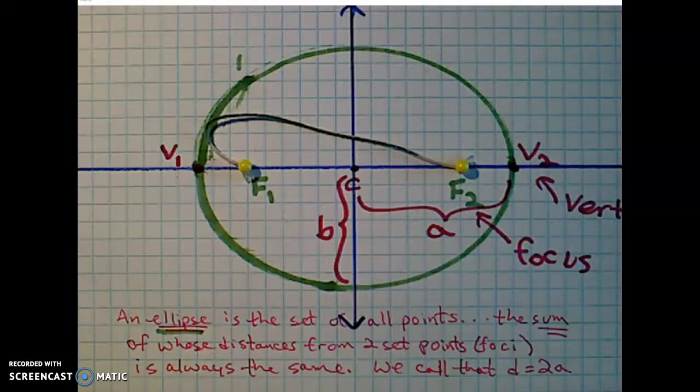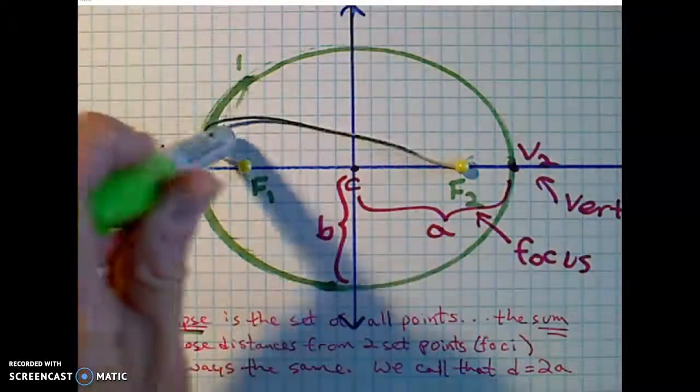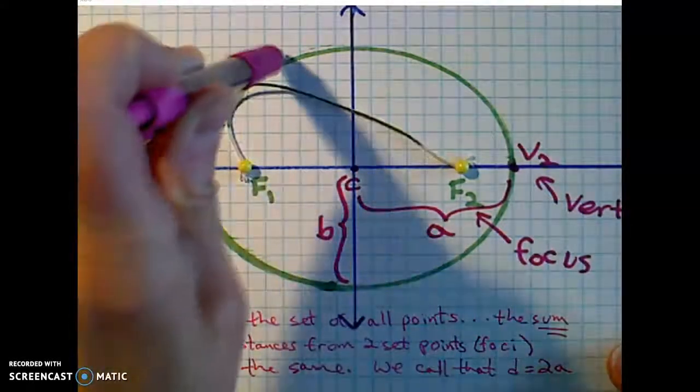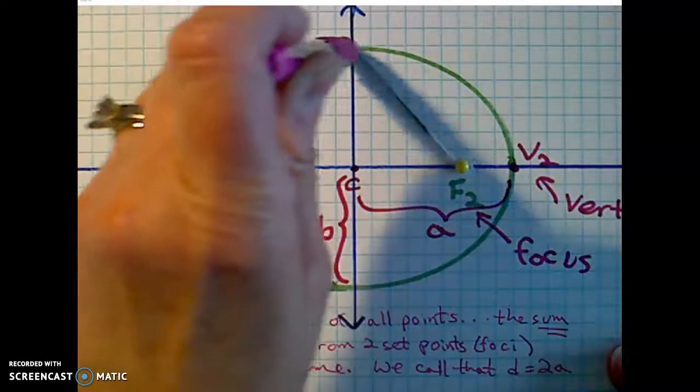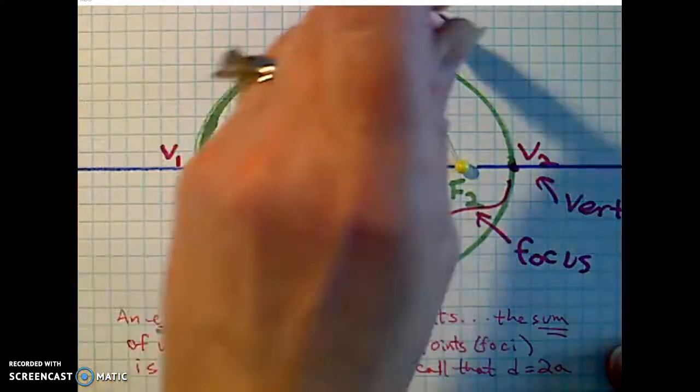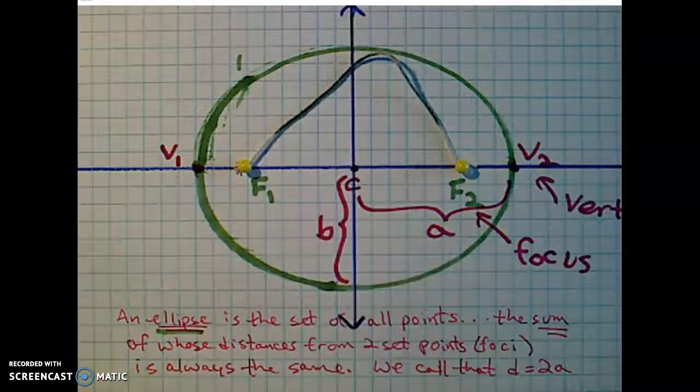But an ellipse is the set of all points, the sum of whose distances from those two set points is always the same. The sum of those distances. I'm going to come back to this picture now and then.